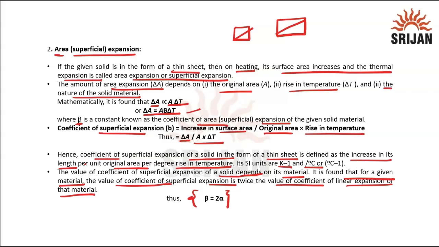What they are trying to say here is simply that if you see the change in the area like this, the length also changes. So if there is a change in the coefficient of superficial expansion, you can keep in mind that it is twice the coefficient of linear expansion. That is how you can understand the relation.